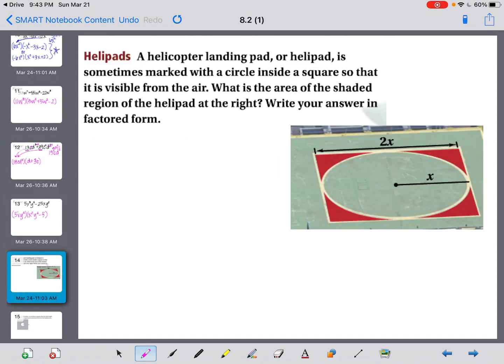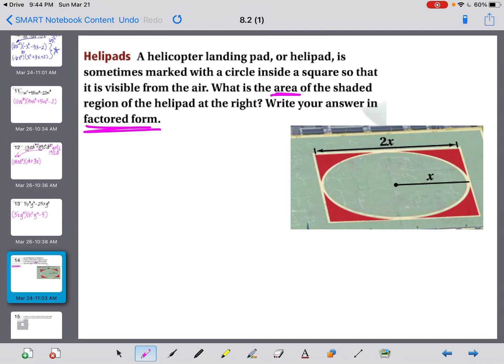All right, everybody's favorite, word problems. This time, this is a helicopter landing pad, or helipad. It's sometimes marked with a circle inside a square so that it's visible from the air. What is the area of the shaded region of the helipad at the right? Write your answer in factored form.